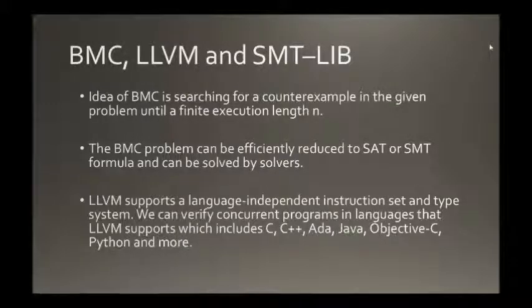The idea of bounded model checking is searching for a counterexample in the given problem up to a finite execution length n. The bounded model checking problem can be efficiently reduced to SAT or SMT formulas, and they can be solved by very efficient solvers. LLVM is a compiler infrastructure that supports a language-independent instruction set and type system. We can verify concurrent programs in languages that LLVM supports, which include C, C++, Java, Python, and many more.